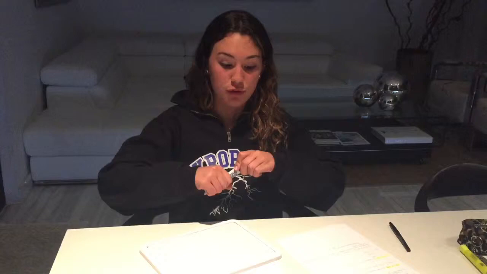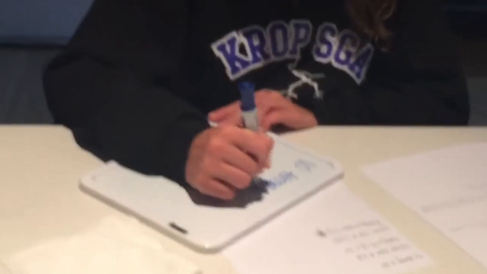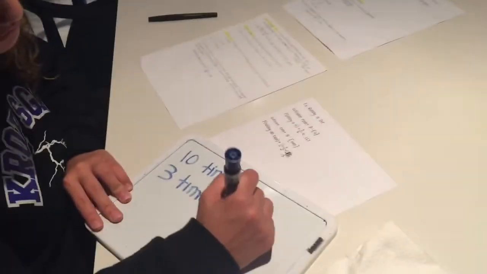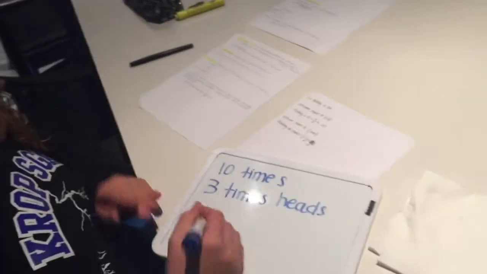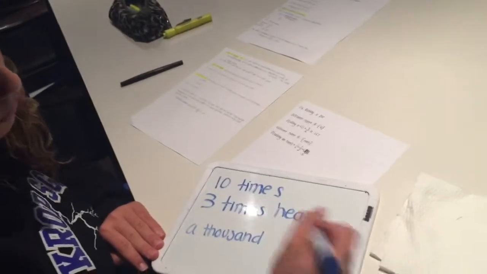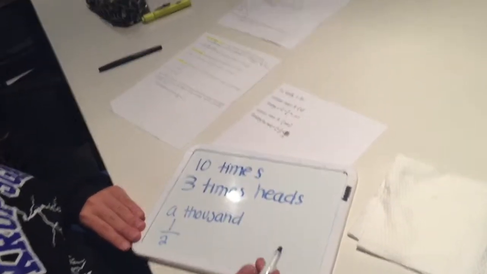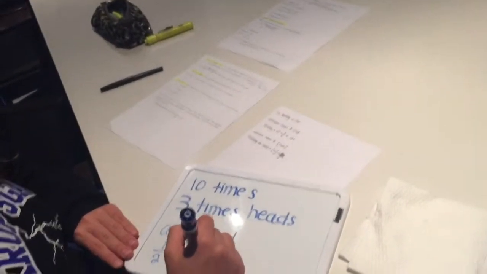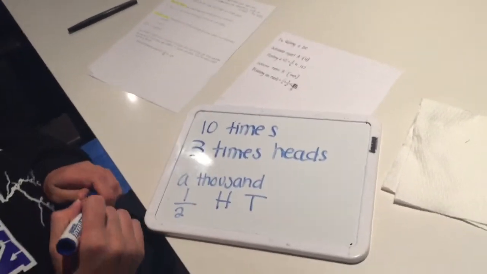So let's say you toss a coin 10 times, and 3 out of the 10 times you get heads. If you toss this coin 1,000 times, you will probably reach closer to half, which is the actual probability, because there's 2 sides to a coin. There's heads, H, and tails. So that is basically what the law of large numbers states.